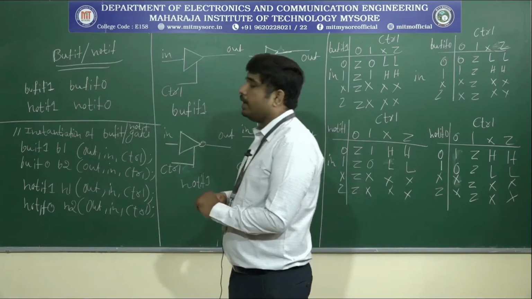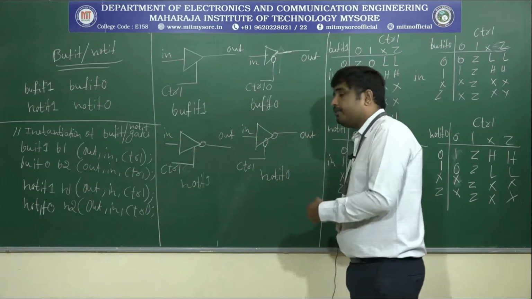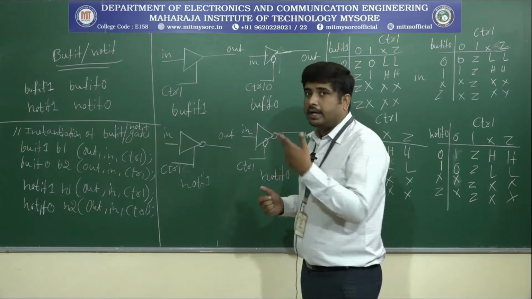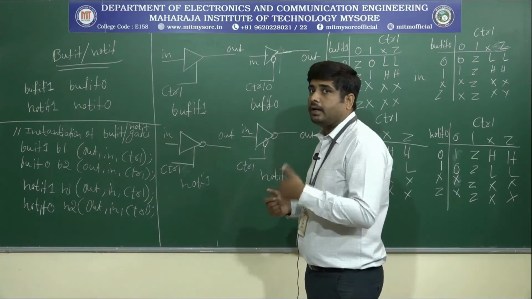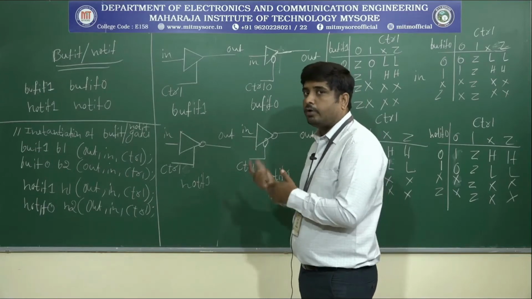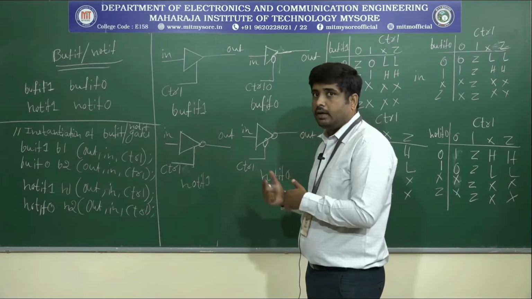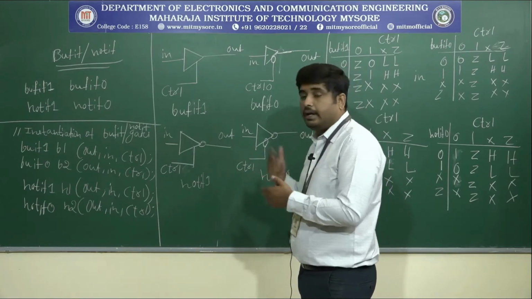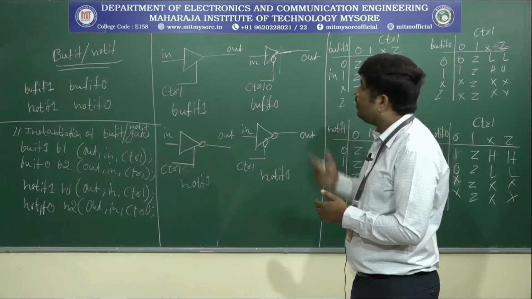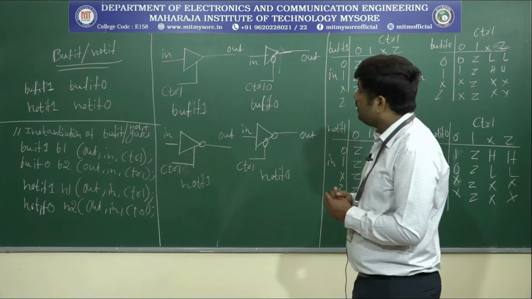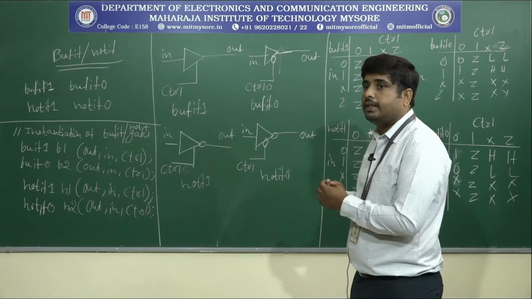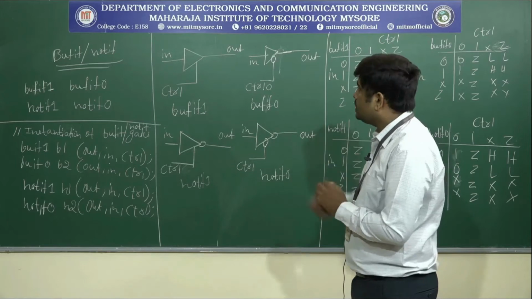After this, the speciality of bufif and notif is that the gate can propagate the output only when the control signal is asserted. Otherwise, the value of the output of this gate is Z if the control signal is deasserted. It means the output is enabled only when the control signal is enabled. When the control signal is disabled, the output produces high impedance. So that is the specialty here.